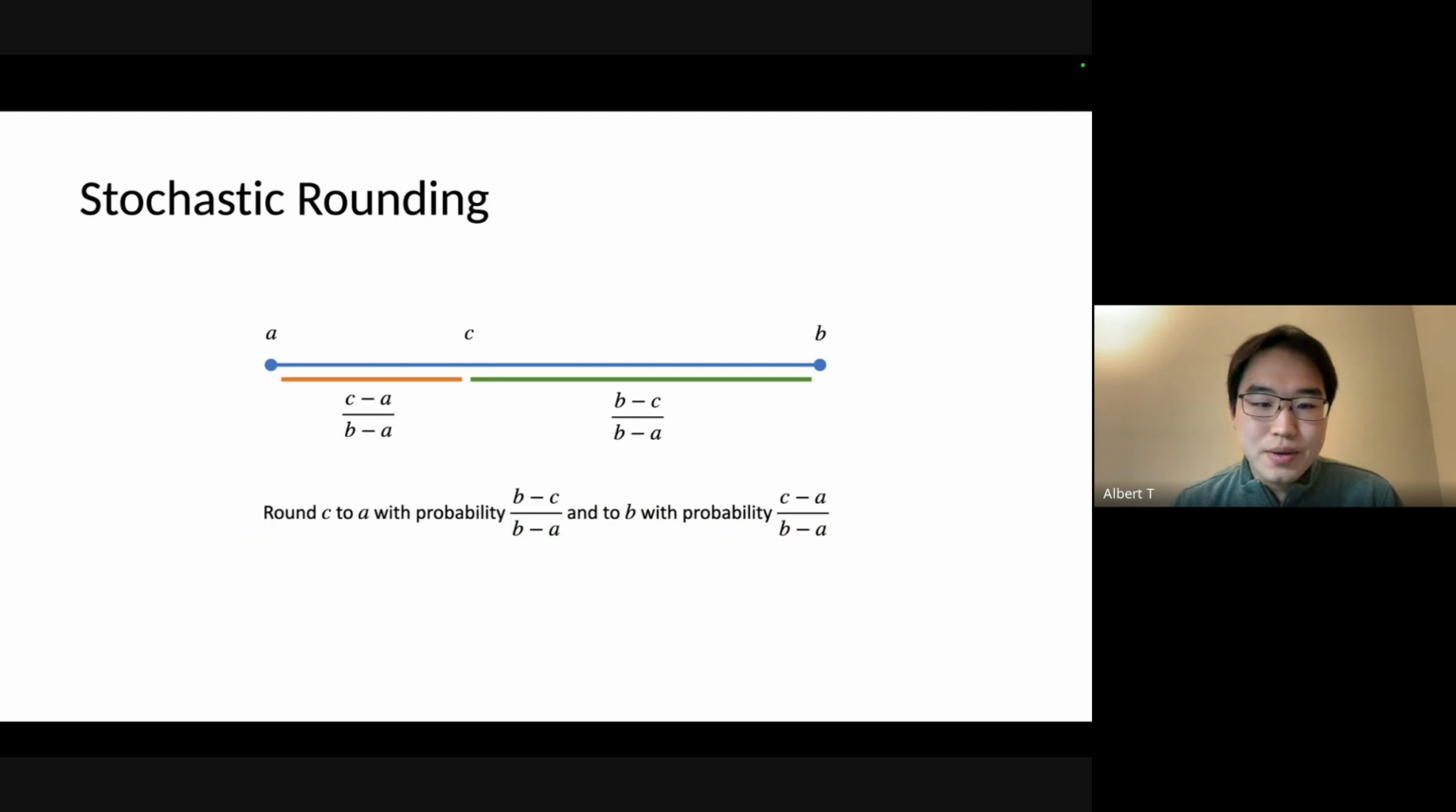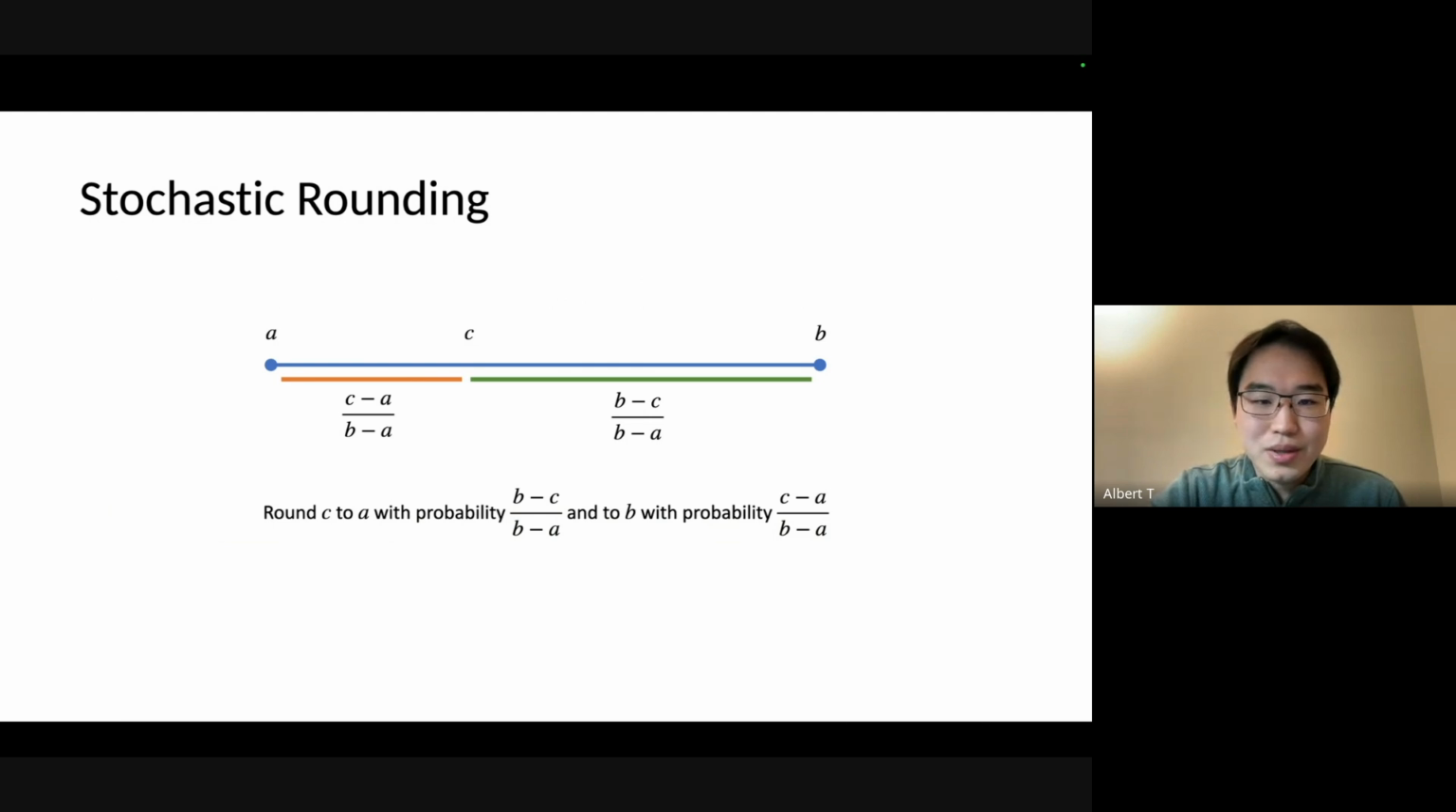So for those that are unfamiliar with stochastic rounding, if I have a number C and I'm trying to round it to A or B, I either round C to A with probability (B minus C) over (B minus A), which is just the portion between C and B, or I round it to B with the portion between A and C. You can verify that in expectation it must become C, but in reality, C is either going to get rounded to A or rounded to B with some probability.